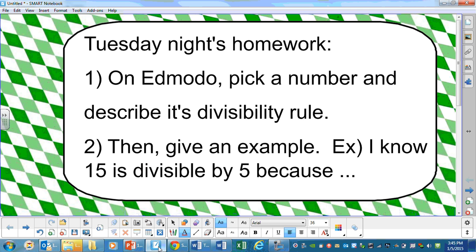So now, you've heard a few rules about how numbers can be divided and which numbers can be divided. Use your learning log and choose a number to describe its divisibility rule. Then give an example. For example, if you choose 15, you would say 15 is divisible by 5 and then describe your divisibility rule. Have fun!